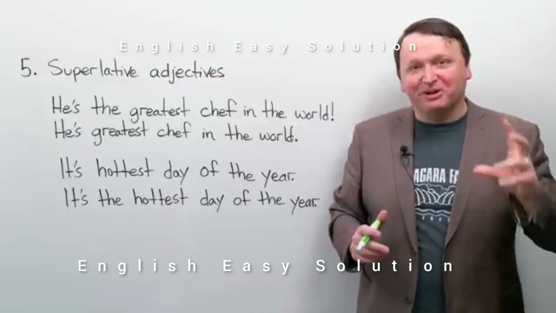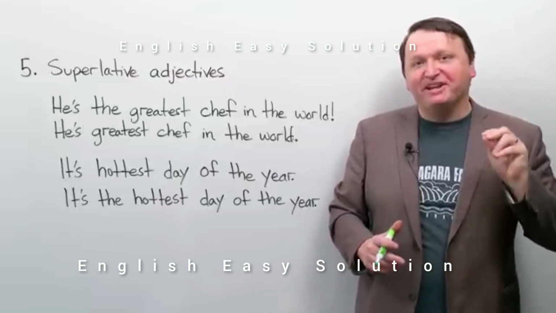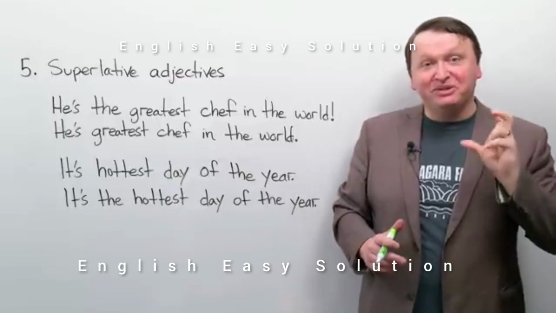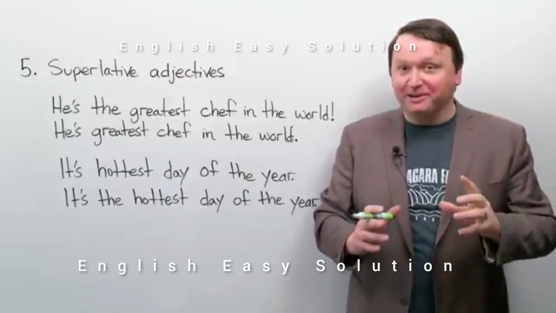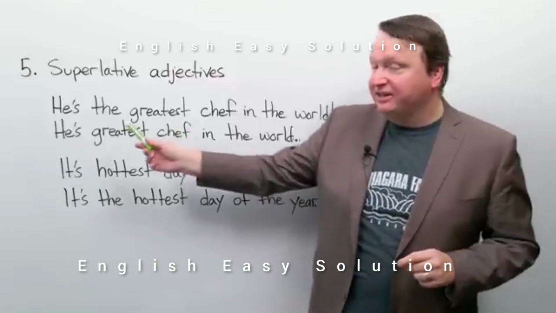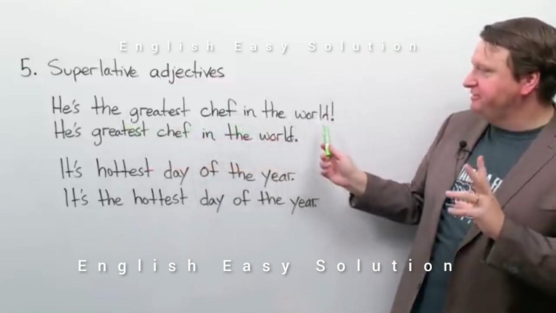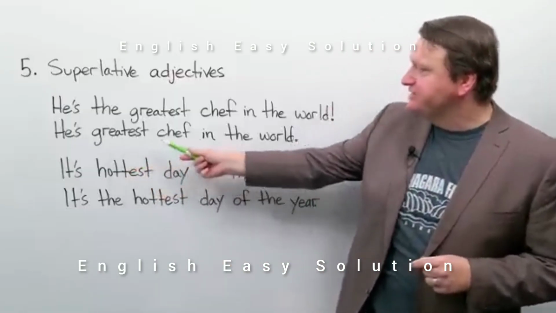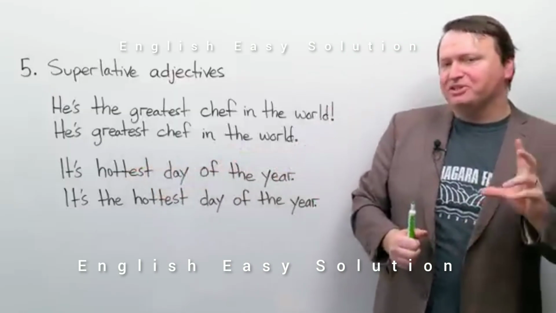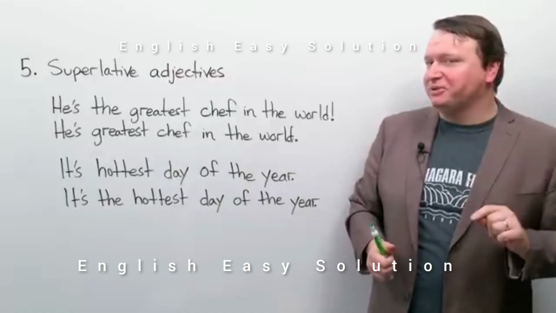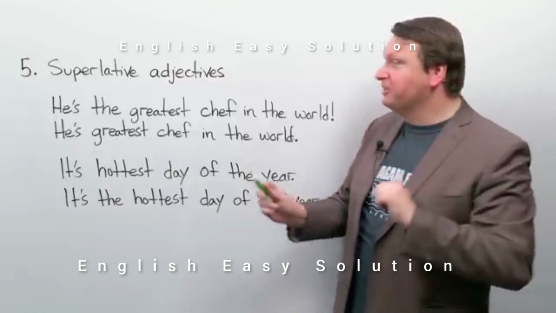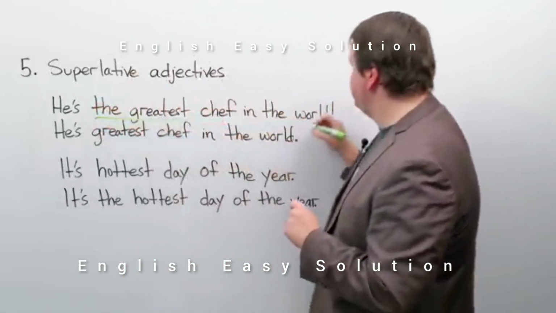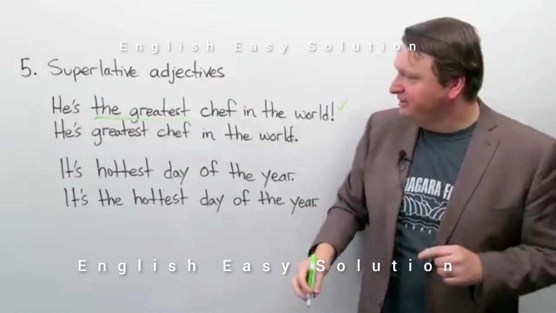Finally, we have superlative adjectives. When you use a superlative adjective in a sentence, you need to use the article the before it. So, he's the greatest chef in the world. He makes amazing meals. He's greatest chef in the world. Which one is it? I just explained the rule. The greatest, of course. He is the greatest chef in the world.